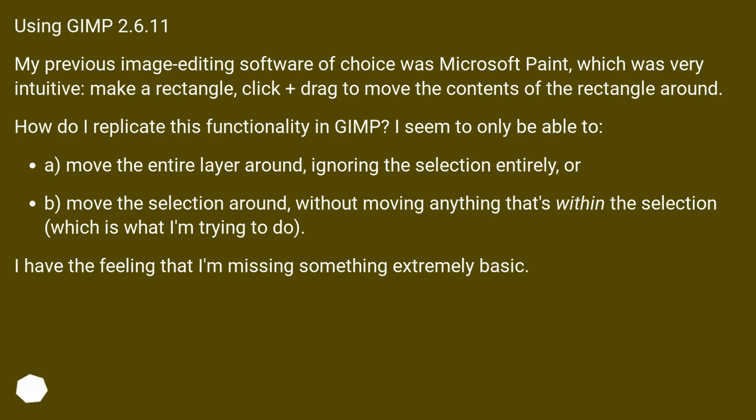I seem to only be able to A. Move the entire layer around, ignoring the selection entirely, or B. Move the selection around, without moving anything that's within the selection, which is what I'm trying to do. I have the feeling that I'm missing something extremely basic.